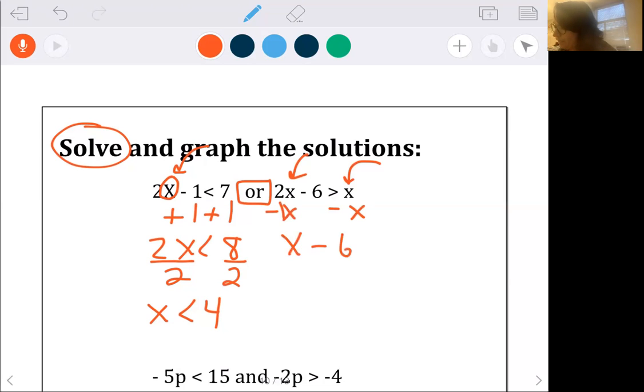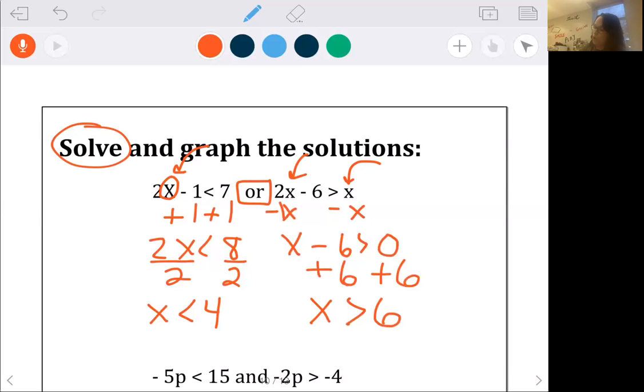Sometimes kids freak out right here when they get this 0. 0 is a number. So if it was a 2, you'd be just fine. You'd be like, I add 6 to both sides. Well, 0 is a great number to work with in math, right? So x has to be greater than 6. So x is less than 4 or greater than 6.